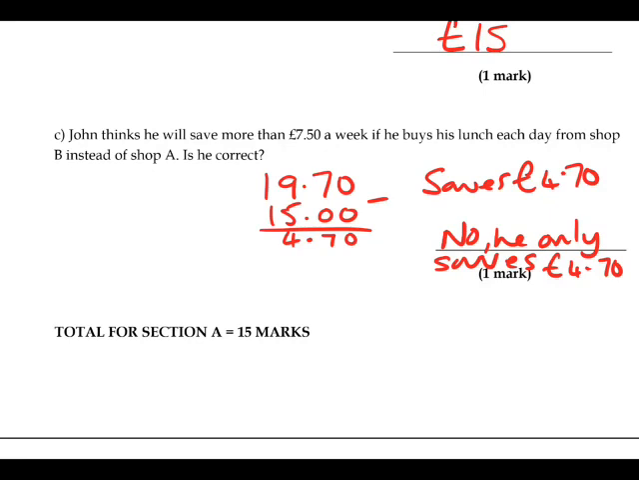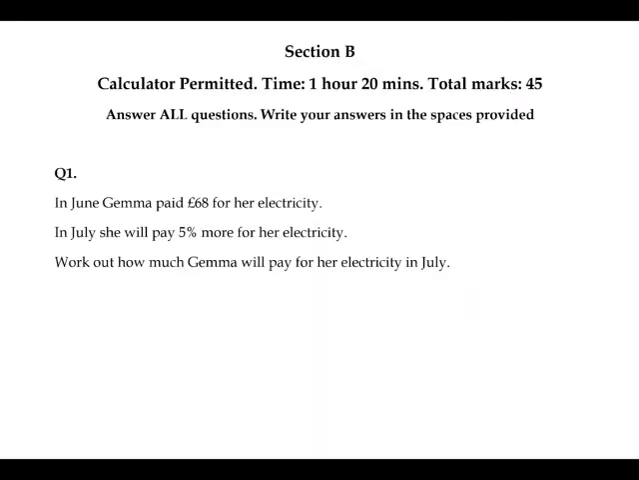And that's the end of section A. And section A is worth 15 marks. Now let's have a look at section B. You are allowed to use your calculator. You have 1 hour and 20 minutes, and there are a total of 25 marks.